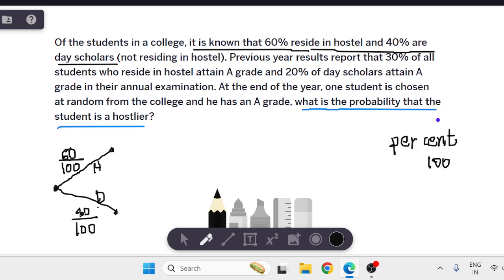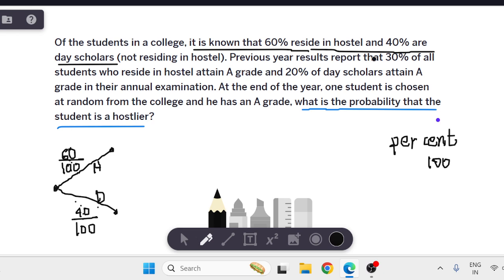Another thing is that the sum of these branches in the first branch, the sum of the probability should be 1. Now, we are not able to make out what the other one is. So we'll talk on that.